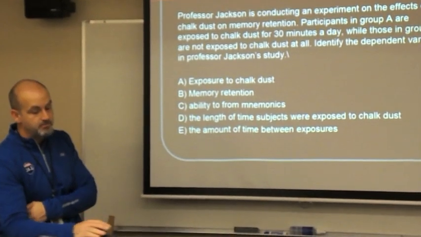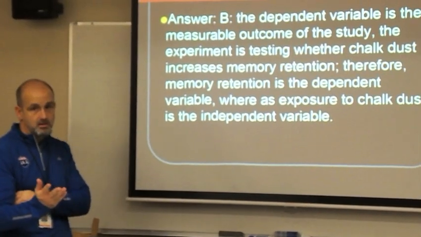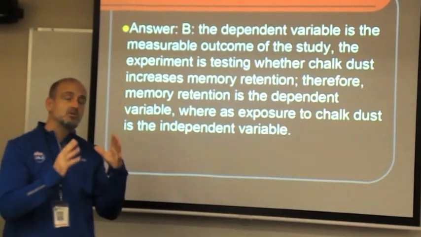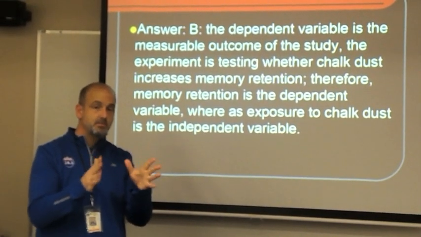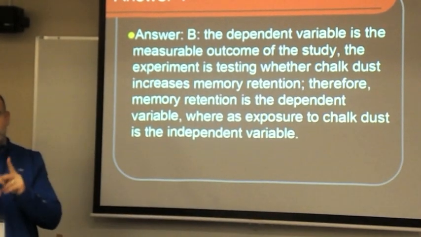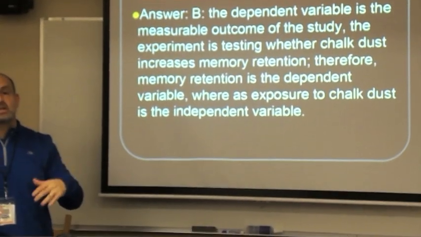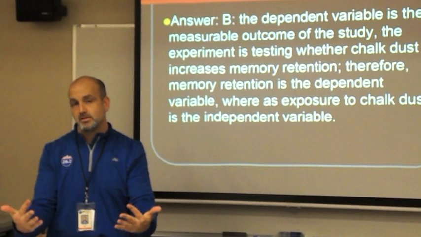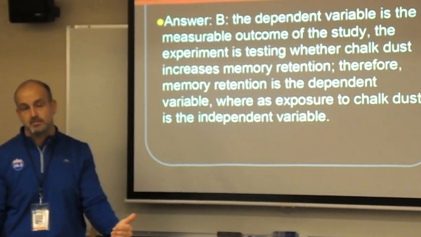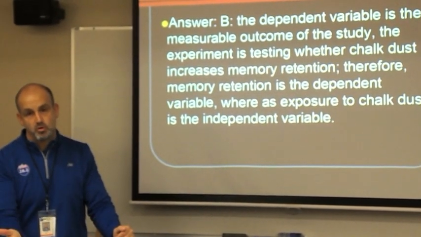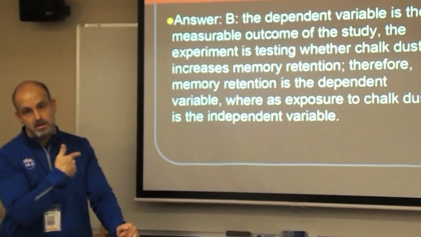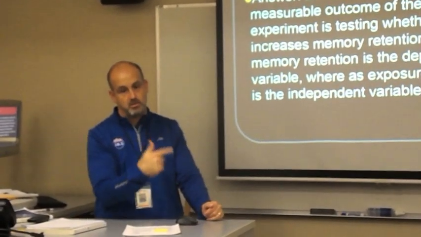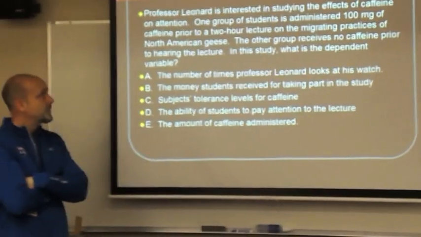Now, if you said B, memory retention, you're right. The dependent variable, so in other words, if someone was exposed to chalk dust, that's the independent variable. How you're going to prove if chalk dust affected them was how much they can remember, by giving them a test. If they can only remember so much, then that means that it obviously affects them. So in other words, you were proving the effects of chalk dust through their memory retention, which we call the dependent variable. Now, I'll give you another question just to make sure.